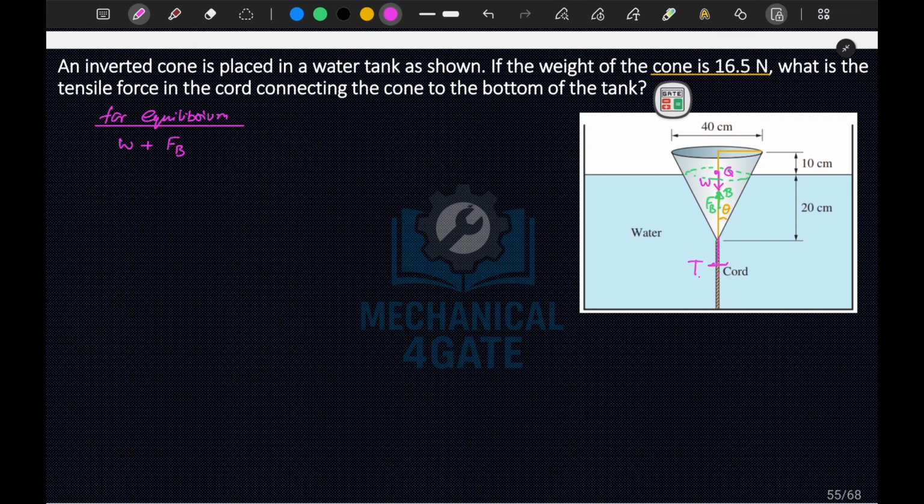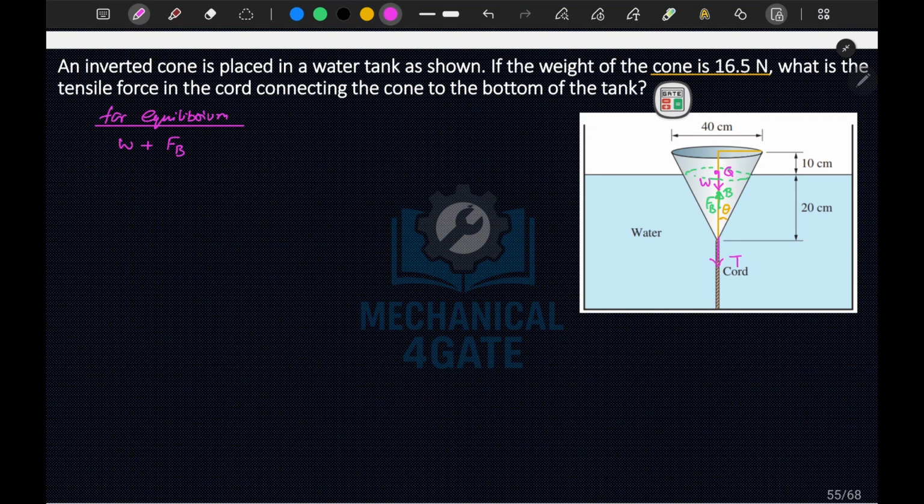But since this cone is tied here, and your body is floating upside, we can say for sure that your buoyant force is greater than the weight. Only then will it be possible for a certain amount of this metal block to remain outside. So your tension should always be in the downward direction. I hope you get this point.